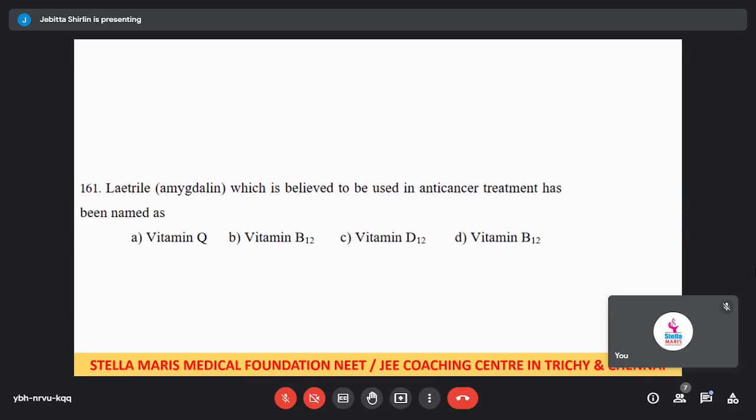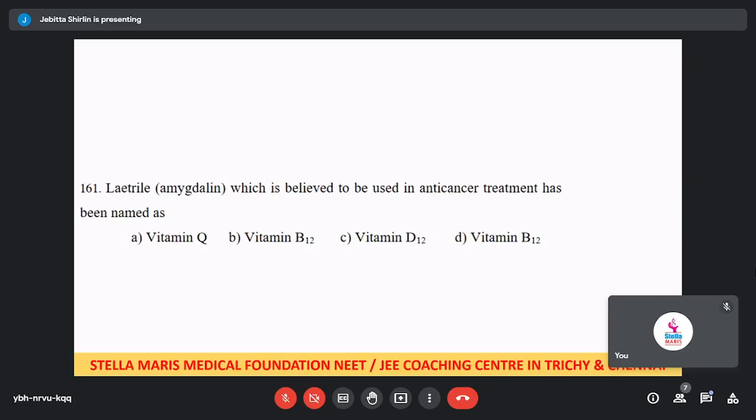Latrine. What is this latrine? Have you heard about this, children? No? Just give me some response. Ma'am, it is a bitter substance found in fruits. Yes, it is a vitamin found in the fruits. And it is called vitamin 17. It is called vitamin 17.